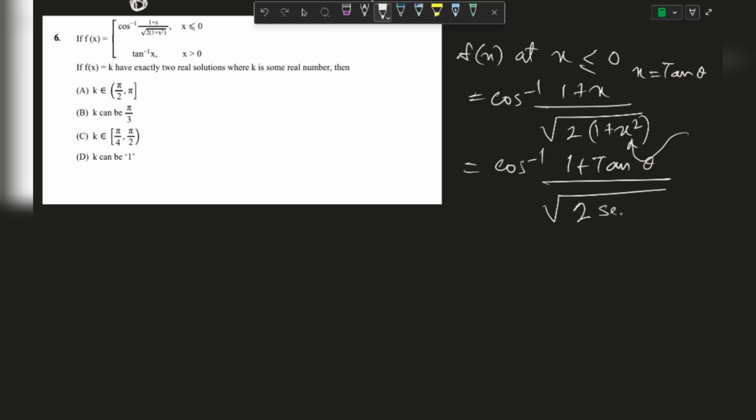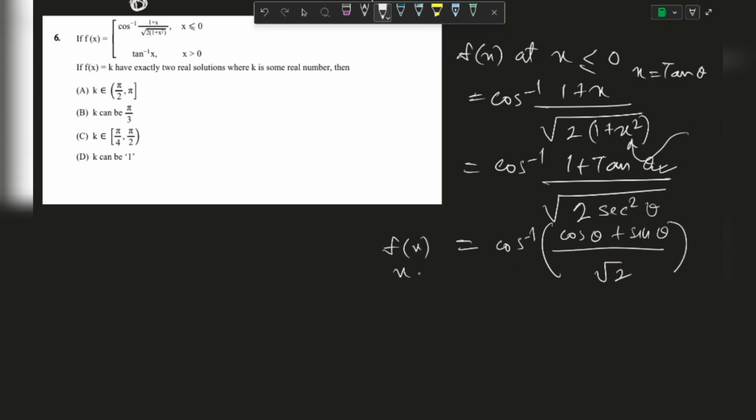1 plus tan square theta, which is secant square theta. So we will have 1 plus sin theta by cos theta. Above it, this is cos inverse, I will put a bracket. This is cos theta plus sine theta, and now this will become over root 2, and 1 cos theta from here will go down. This secant theta, when it comes out of the root, will go up as cos theta, so this and this will get cancelled. So this is our final f of x for x less than equal to 0.